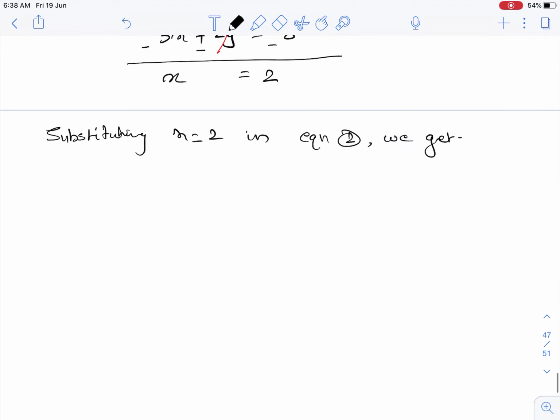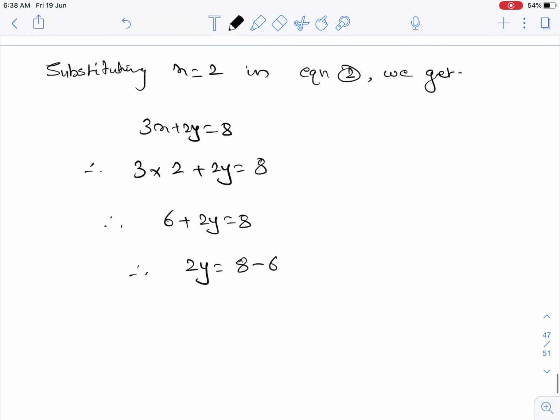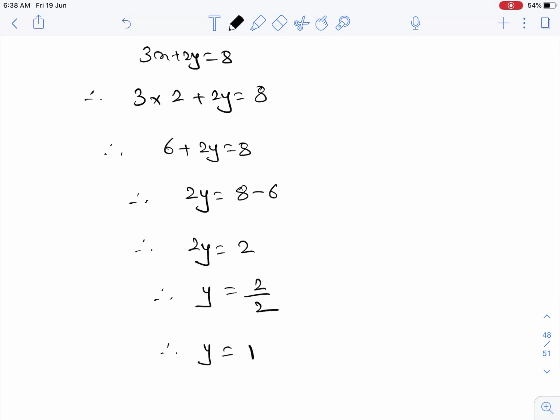Now what is our equation number 2? It is 3x plus 2y equals 8. Therefore now 3 into, instead of x we are going to use this value, that is 2, plus 2y equals 8. Therefore 3 twos are 6 plus 2y equals 8. Next step, you will get 2y equals, we will change the side of this 6, it will become minus, 8 minus 6, therefore 2y equals 2. Now we will change the side of this 2, here it is multiplying, on this side it will divide. So you will get y equals 2 upon 2, therefore y equals 1.